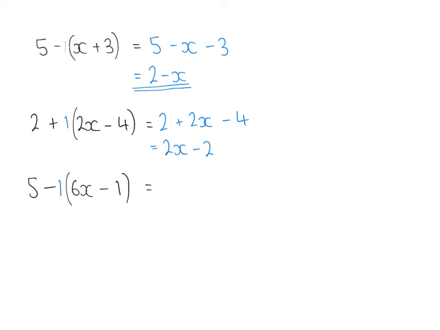Okay, and this one we need to be careful. So 5 and -1 times 6x is -6x. We've then got -1 multiplied by -1. They're both negative, so it's going to be positive, and 1 times 1 is 1. Okay, so the interesting thing there is that it gives us a positive. We then simplify. 5 plus 1 is 6 for the numbers, and then -6x.